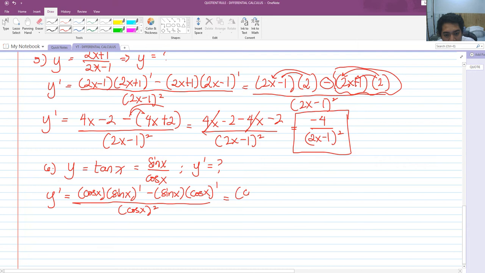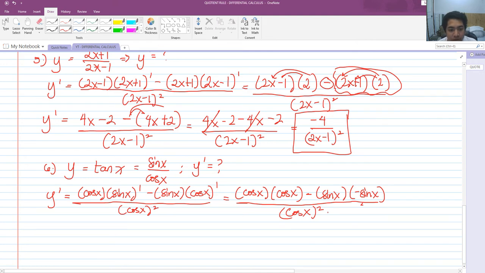So we have cosine of x multiplied by the derivative of sine of x, that is still cosine of x, minus sine of x, and then what's the derivative of the cosine? That's negative sine of x. All over, we have cosine of x squared. Okay? So, let's try. We have y prime, cosine of x times cosine of x, that becomes cosine squared of x. And we have sine of x times negative sine of x, that's negative sine squared of x, all over cosine of x squared.